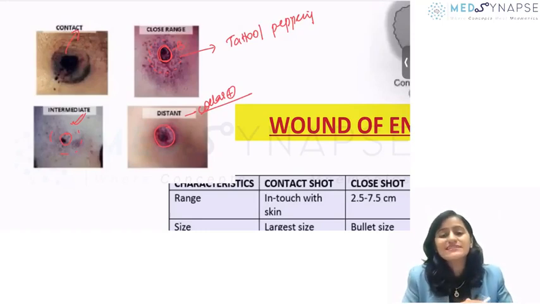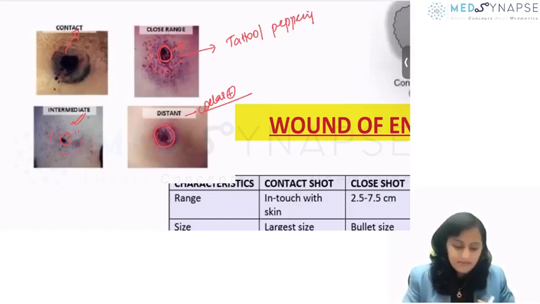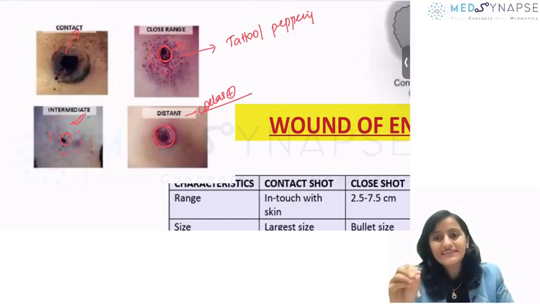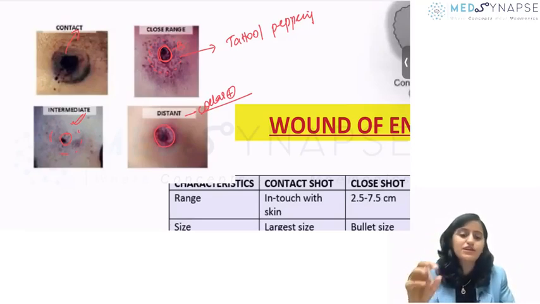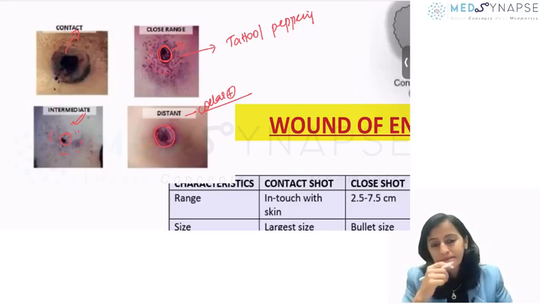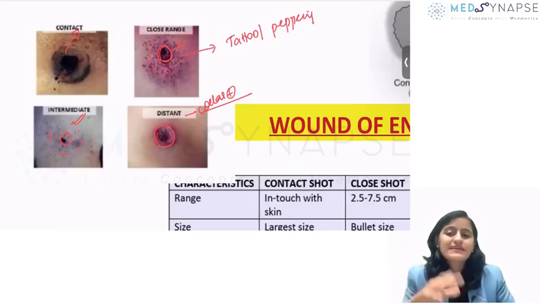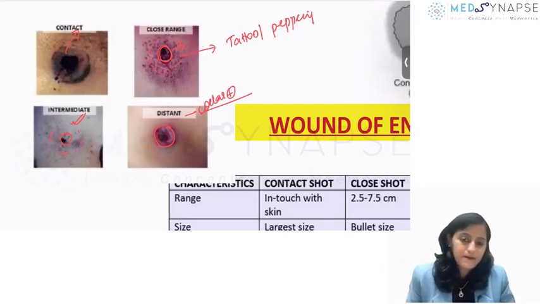How to know whether it is tattooing or satellitism? See, tattooing is because of the gunpowder, while in satellitism, it is the pellets. So they are going to be more well-defined and more black. Otherwise, the range of both is the same. Both are intermediate. That is the best part: whether satellite or tattooing is seen alone, that is intermediate.